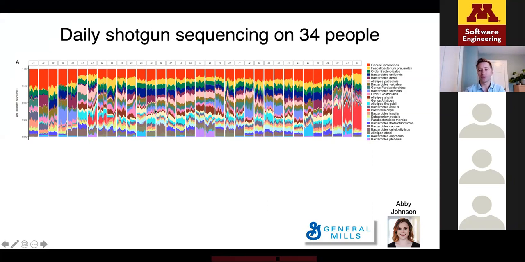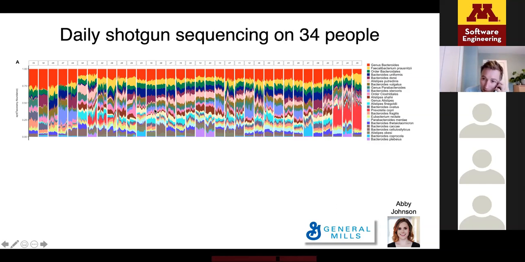In this study, it was just a basic question. We ran this as part of a class. They didn't have to be in the study, but they were allowed to if they wanted. They would collect a stool sample every day for a few weeks, and also record every single thing they ate every day for a few weeks. Then we did shotgun sequencing on all the samples, about 500 of them.